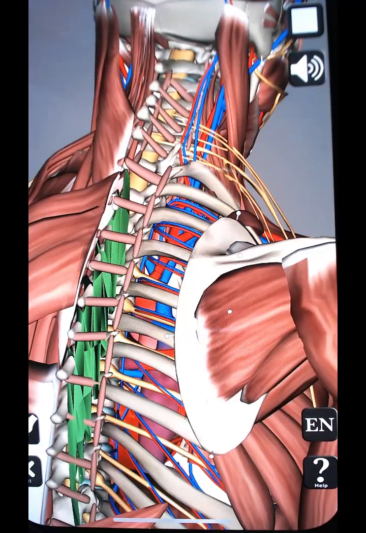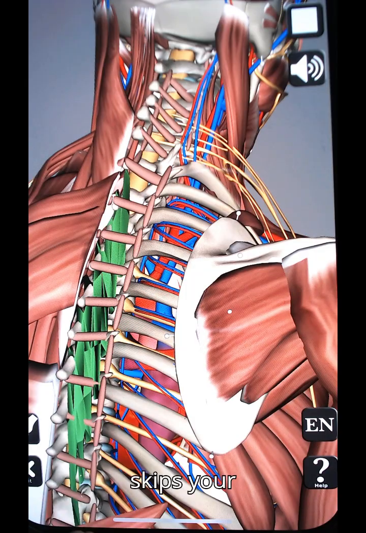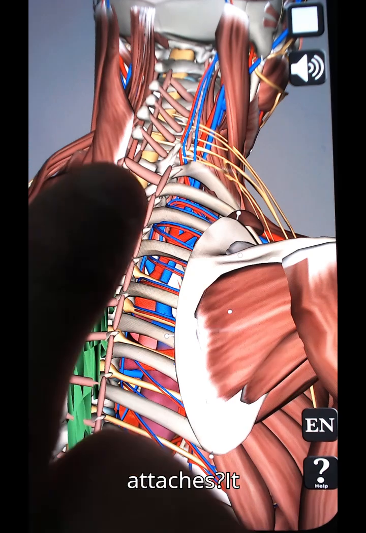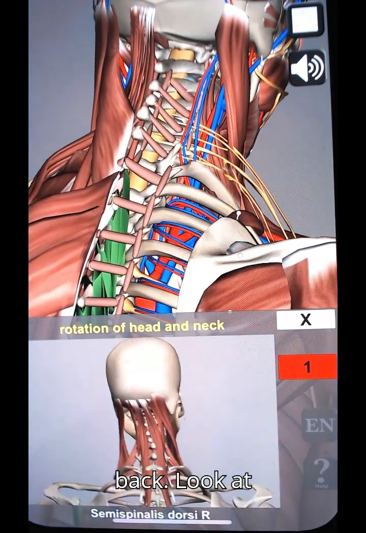Look at that muscle. Beautiful muscle right in there. Now, it originates at the transverse processes of your T6 to T10. It's down here, and it skips your T11, decides to go to your T12. But guess where it attaches? It attaches to your C6 to your C7, pulls your neck back.